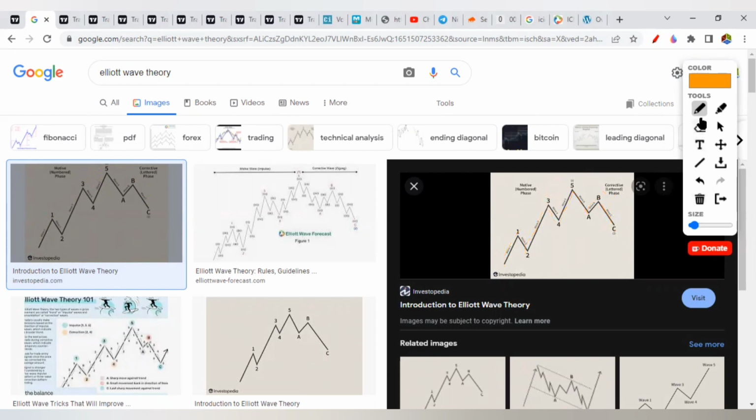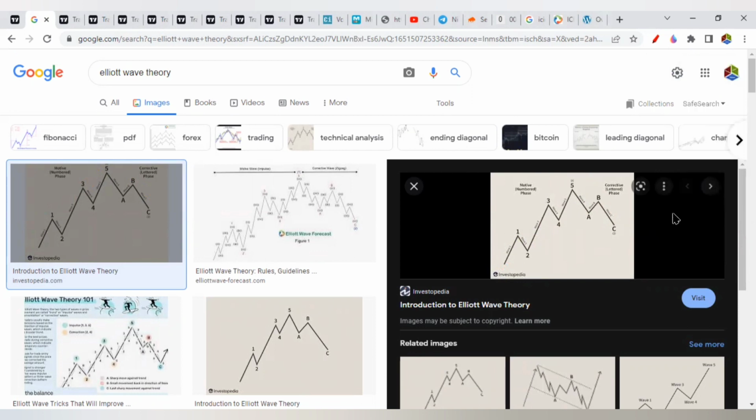There are certain rules: wave 3 cannot be the shortest wave, meaning it should be bigger than either wave 1 or wave 5. Wave 4 cannot go below the end of wave 1. Wave 2 cannot go below the start of wave 1. So these are some basic rules. The principle follows the idea of crowd psychology, and it tells us that patterns get repeated over a period of time. So these are some basic details you should know about the Elliott Wave theory.